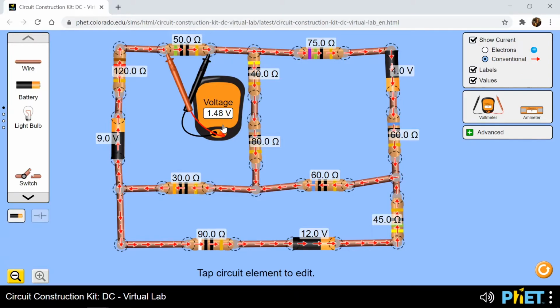Before you close the simulation, it would be a good idea to note the direction of the conventional current everywhere in the simulation and copy that into your circuit diagram, because the direction of conventional current flow is very important when figuring out your junction equations and your loop equations.